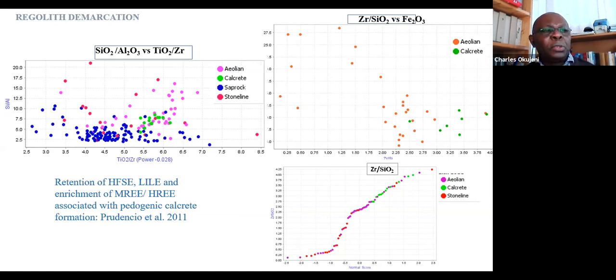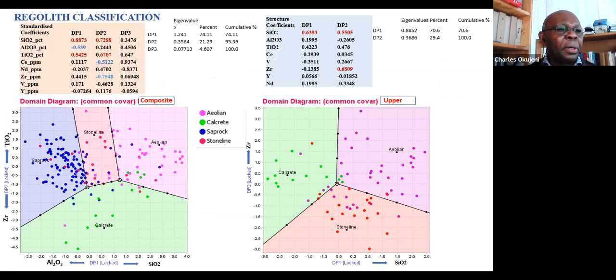Now, just to give some explanation as to why zirconium is important there. Normally, with calcrete formation, there is ingress of solutions from the bottom into the overlying regolith units. And in that process, there is some removal. Silica is removed out, and calcium carbonate, magnesium carbonate is formed. And that brings about retention of the high field strength elements and the large ion lithophile elements, and enrichment of also the middle rare earth elements and the heavy rare earth elements. So that is known. So zirconium belongs to these high field strength elements, of course. Oh, sorry, to go back.